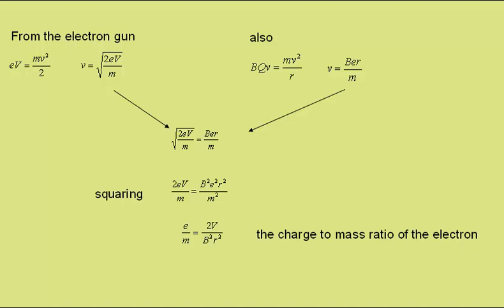This value was found in 1897, albeit by a different method, by J.J. Thomson. 12 years later, Millikan found the charge of the electron e in 1909.